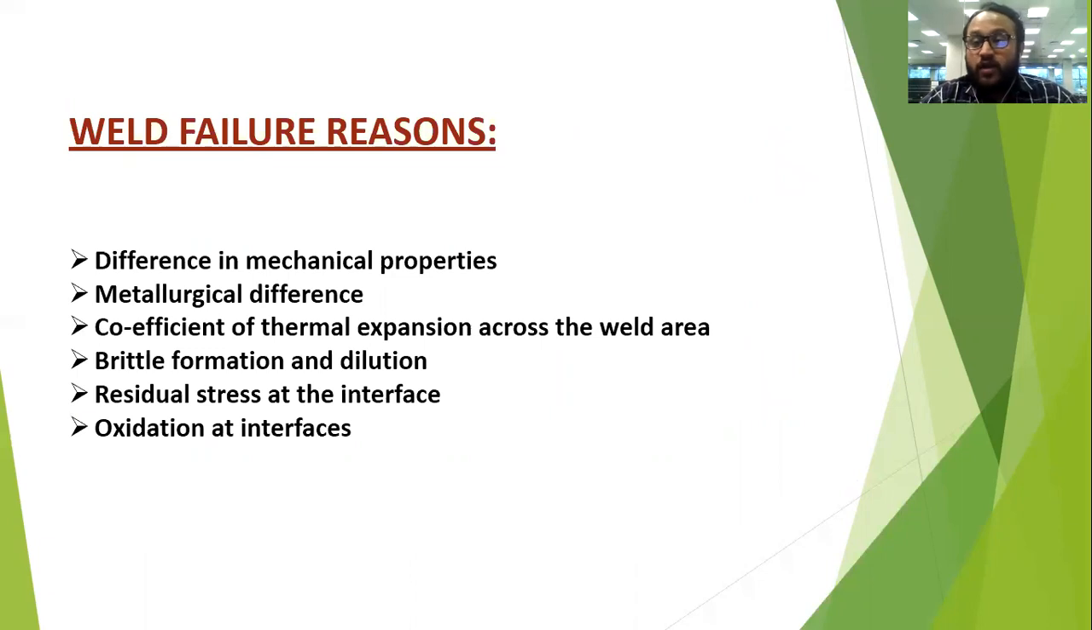So why do weld joints fail? Basically there are three main reasons: the difference in mechanical and metallurgical properties of the metals, the coefficient of thermal expansion difference, and the residual stress.